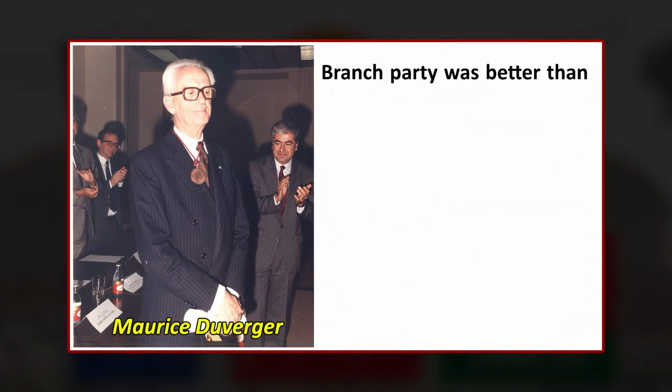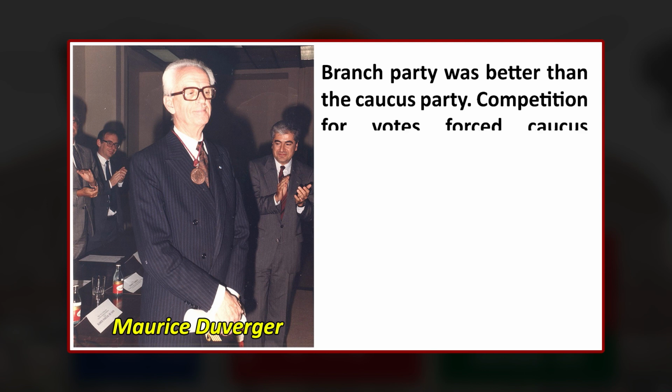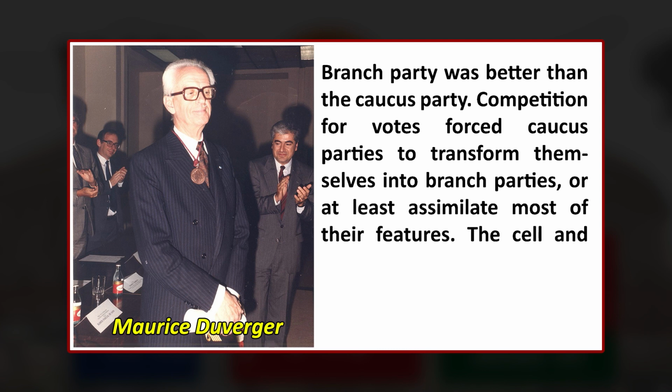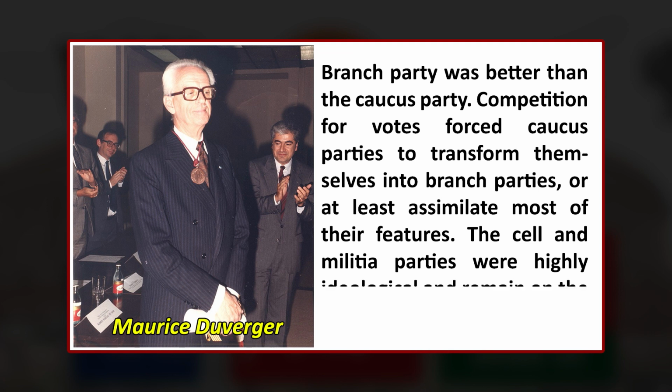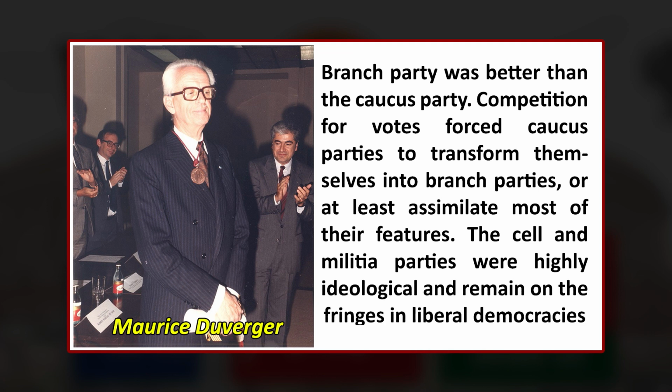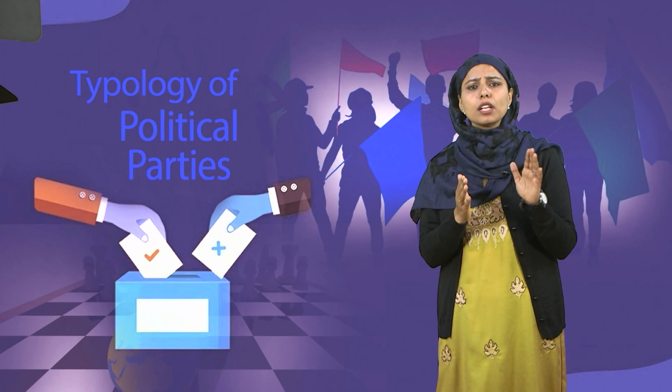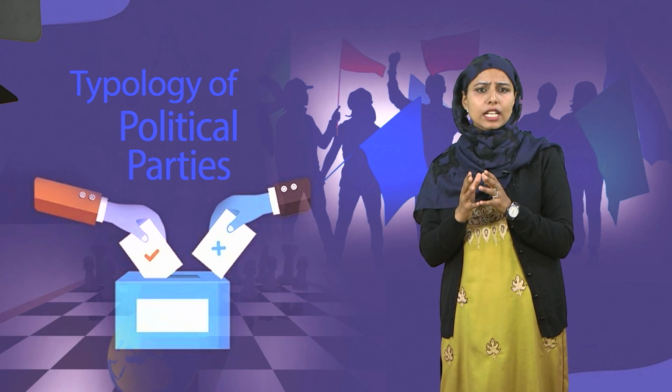Duverger argued that the branch party was better than the caucus party. Competition for votes forced caucus parties to transform themselves into branch parties, or at least assimilate most of their features. The cell and militia parties were highly ideological and remain on the fringe in liberal democracies. Duverger's argument was not that all political parties would eventually have a similar organization, but that the logic of electoral politics would compel parties to modify their organizations in order to make them as competitive as possible.